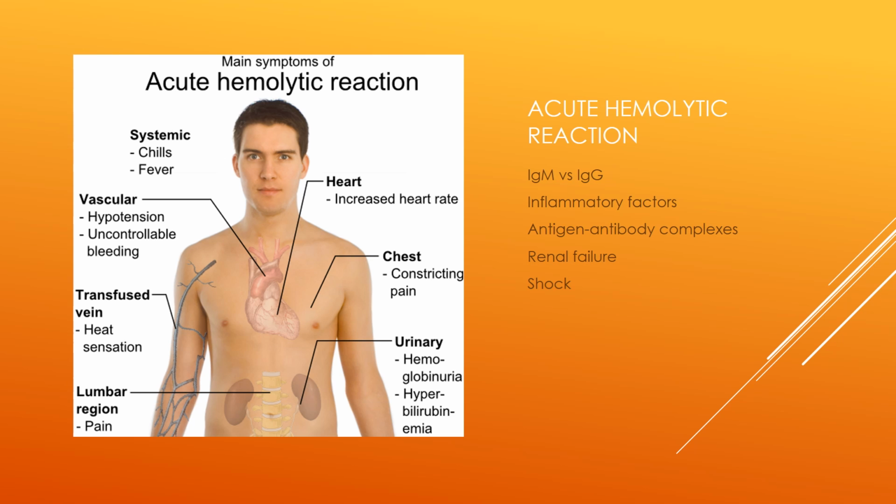So the first thing is, what are the main symptoms? And you can see this little cartoon here gives you, again, the same list. It's the same: fever and chills, the heart rate increases, hypotension, hypertension can occur, pain as well at any of these sites, and then of course the manifestations in the urine.